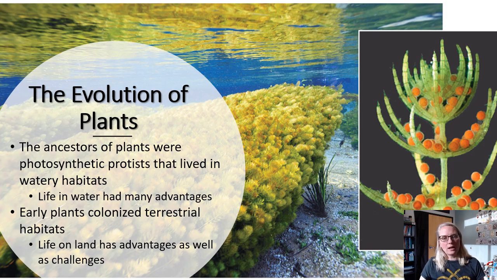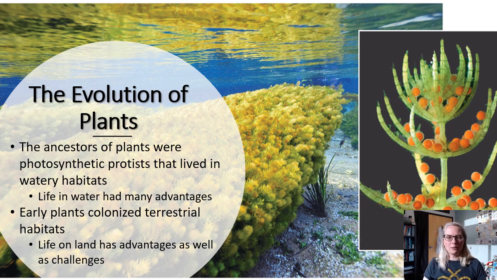So taking a look at the biological history of plants, the origin of plants comes from water plants, so plants that live in watery environments. Here's a nice example of one that we can see completely submerged underwater, a couple different species actually. And here's a close-up of one with their little reproductive cells in the orange orbs there.